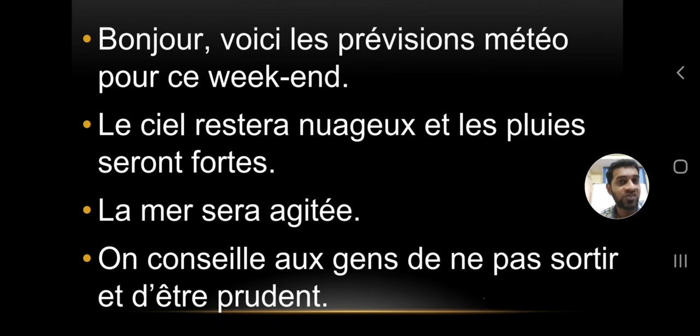Et les pluies seront fortes. And there will be some heavy rain. Les pluies seront fortes, the literal meaning is the rain will be strong. There will be heavy rain.